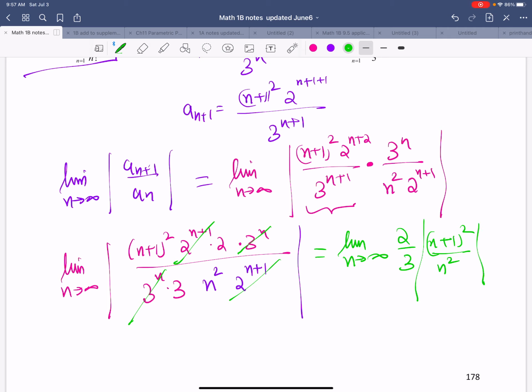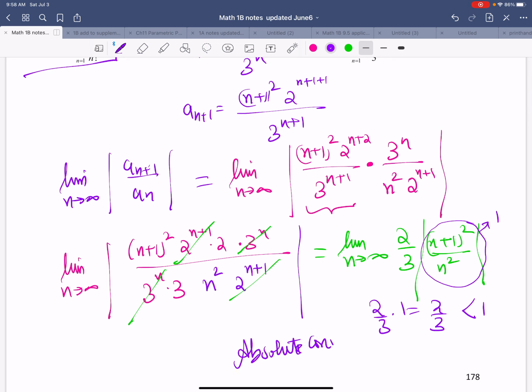Now where does this limit go? What does this turn out to be when n goes to infinity? This is going to equal 1 because we have the same degree in the numerator and denominator. 2/3 times 1 is equal to 2/3. So that tells me 2/3 is less than 1. Again, I do have absolute convergence.